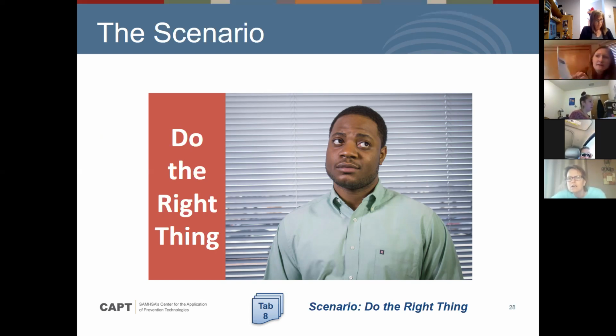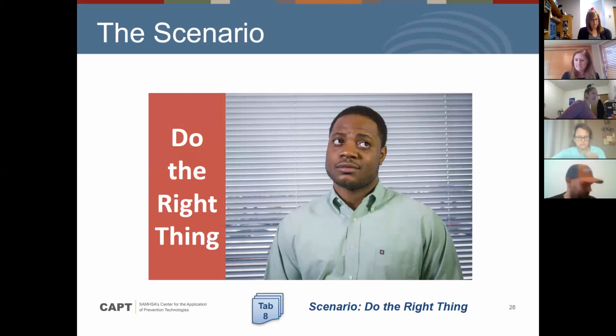It says on there, Scenario: Do the Right Thing. Mine was actually behind page 7, where it has the worksheets that we're going to be doing. I think it got out of order. I was just looking at that because I have a participant manual in front of me. So it's in tab 8, but it was behind the small group activity. Okay, found it. Great.